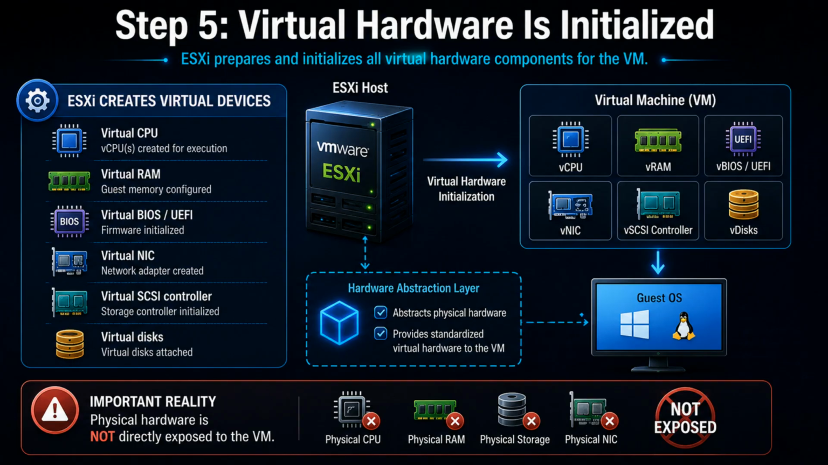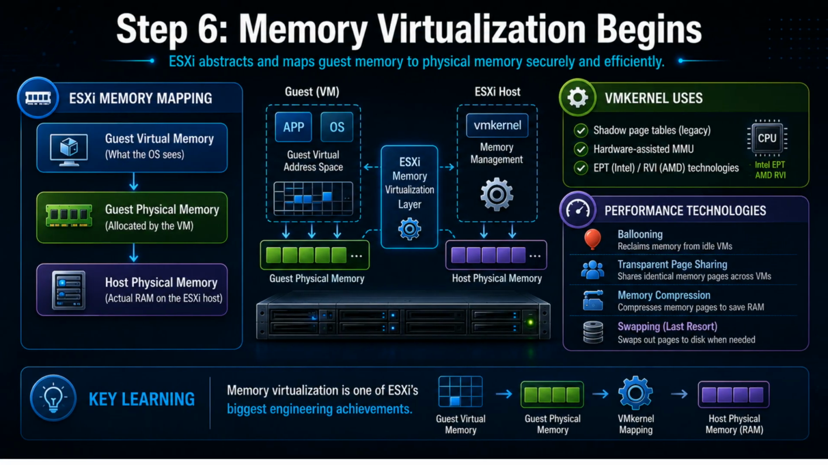Now comes one of the most advanced parts of virtualization engineering: memory virtualization. Memory virtualization is one of ESXi's greatest engineering achievements. ESXi maps guest virtual memory to guest physical memory, and finally to host physical memory. vMkernel uses technologies like hardware-assisted MMU, Intel EPT, and AMD RVI for efficient memory translation. It also uses optimization techniques like ballooning, transparent page sharing, compression, and swapping when required. This entire abstraction layer allows multiple VMs to efficiently share physical memory resources.